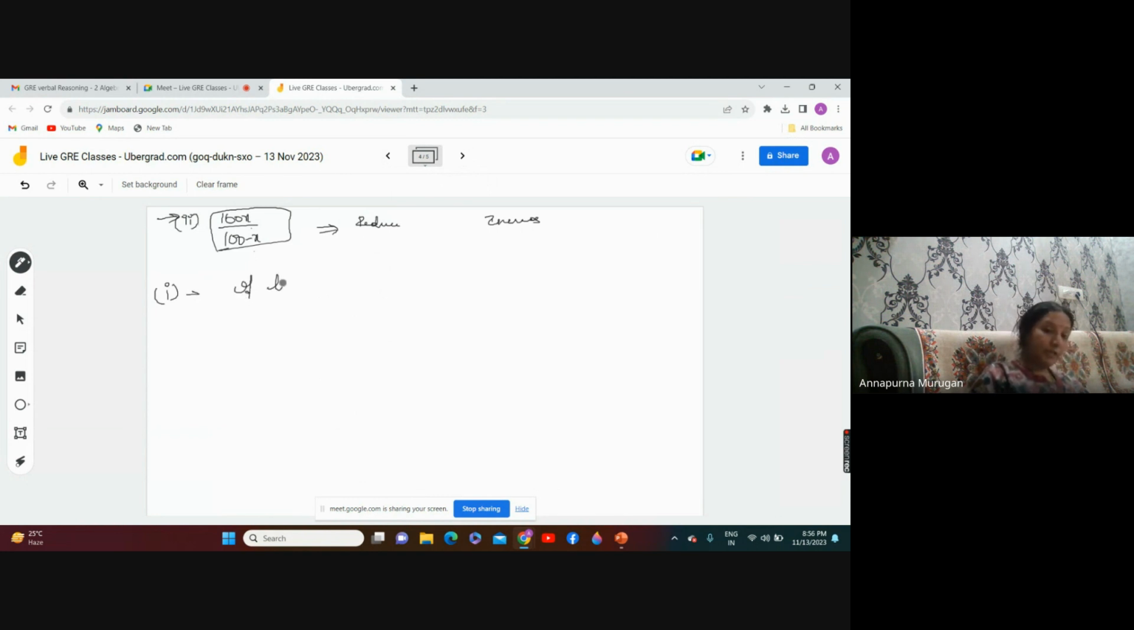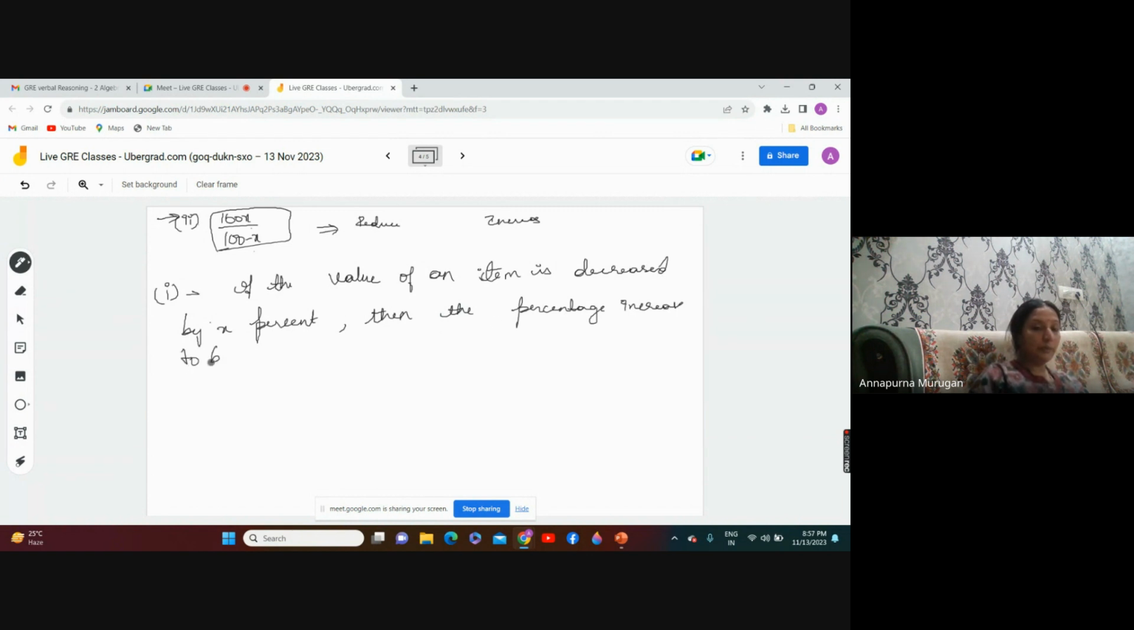So here it goes. If the value of an item is decreased by x percent, then the percentage increase to be made to get back to the original value is given by 100 times x by 100 minus x.